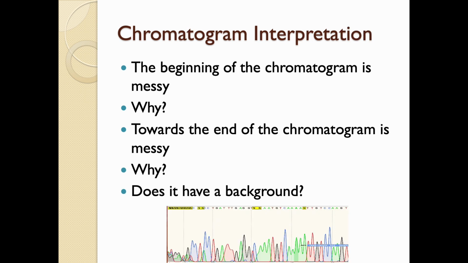Okay, let's talk about how to examine a chromatogram. Typically, chromatograms can be messy at the beginning and at the end. Early on, the reaction hasn't stabilized. Later, the signal fades. You can also sometimes find background noise that can interfere with the base calling. We will learn more about how to spot these issues during the class.